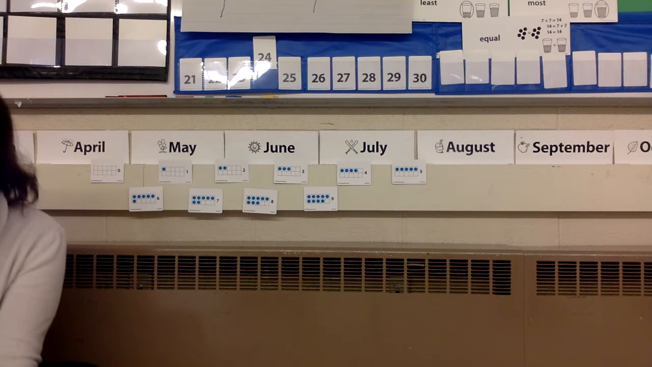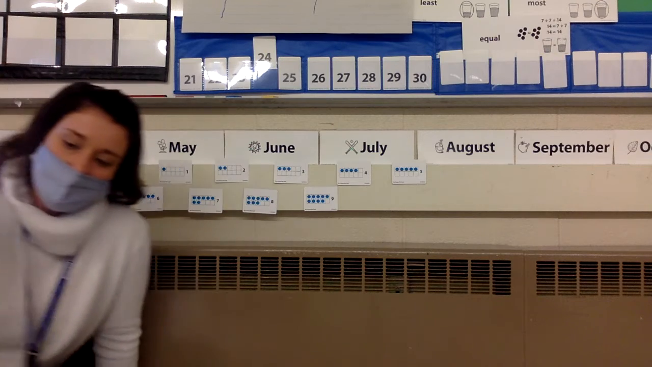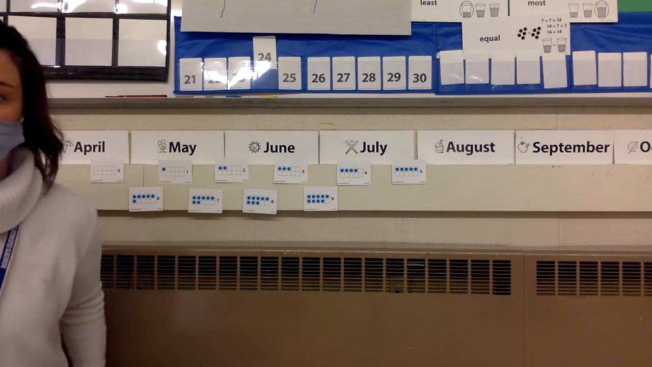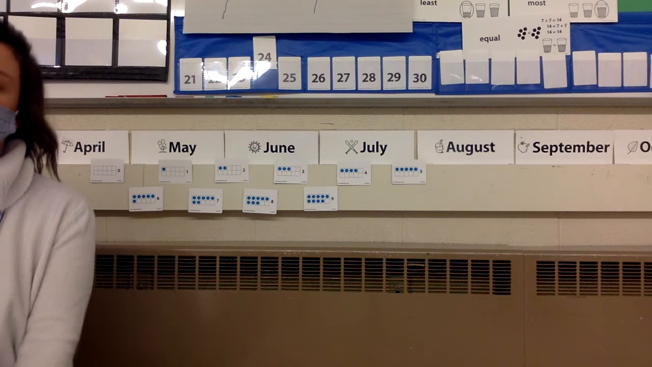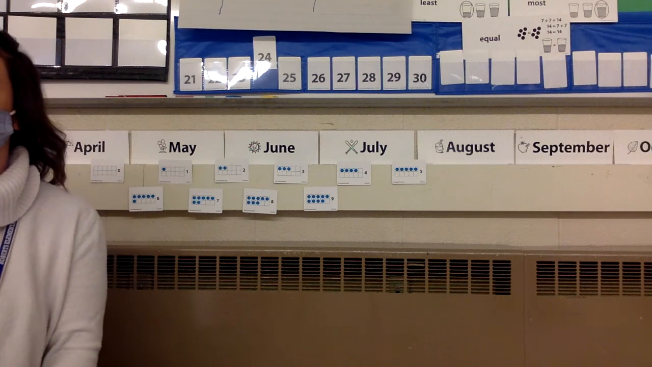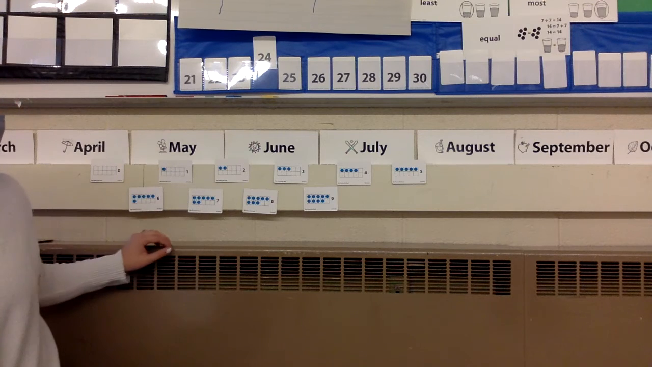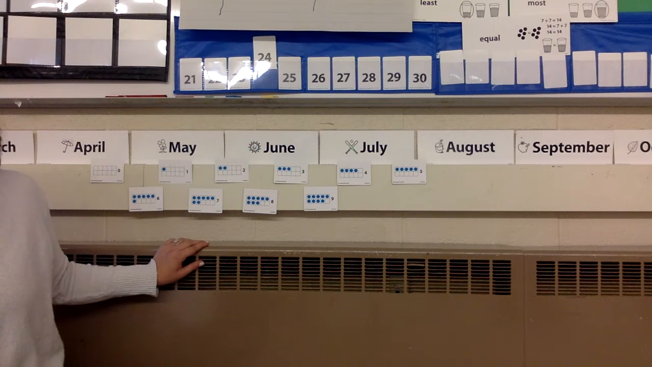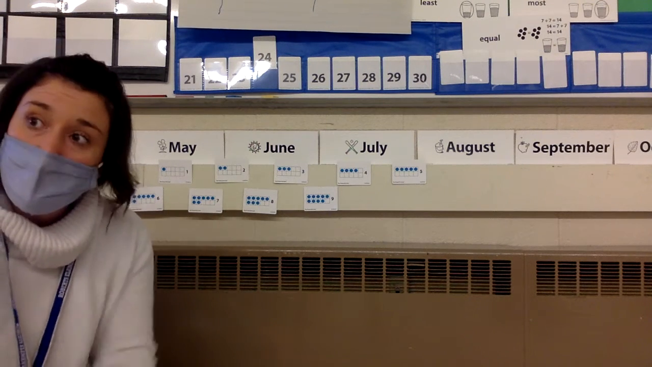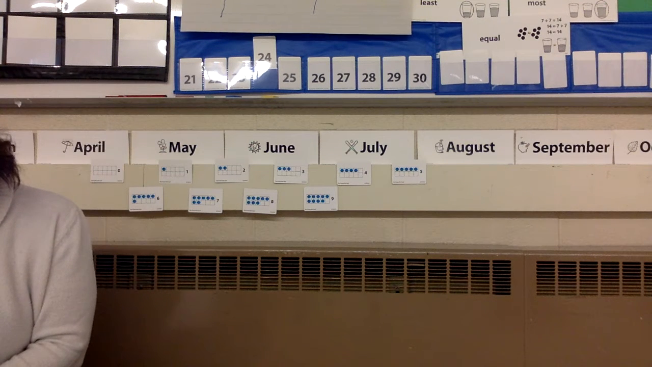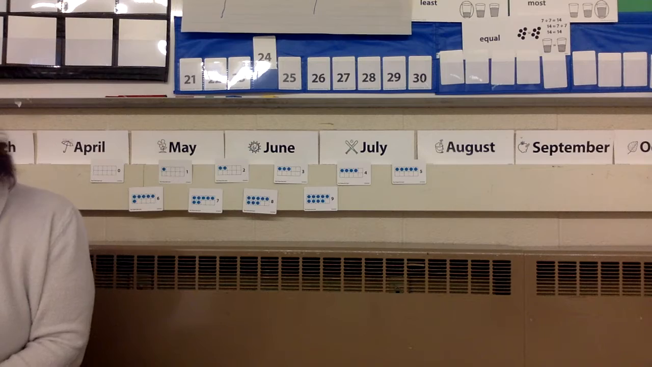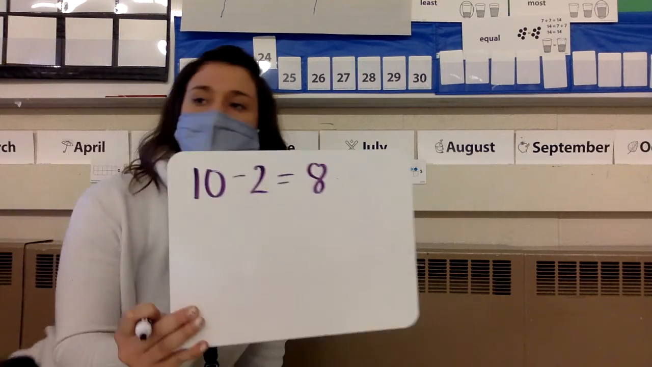Kendall, what did you do? I took away, so I had 10. How many Unifix cubes altogether? 10. I took away 2, so I had 10, so 10 minus 2 equals 8. And I knew that I had 10, so it would be 8. 2 and 8 equal 10.